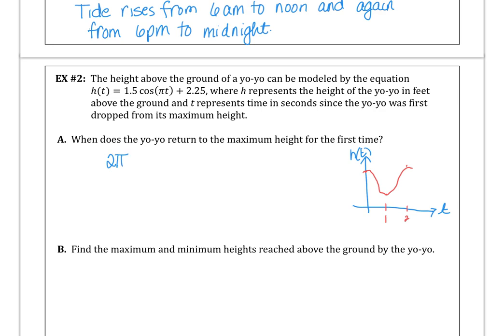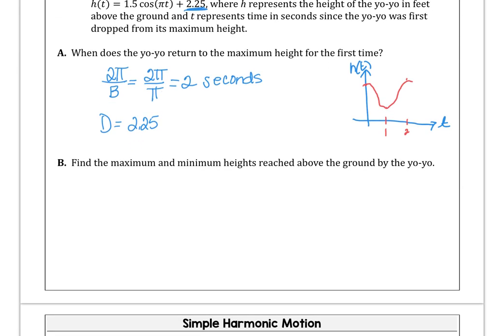If we know 2 pi over b represents the period and b is pi, then 2 pi over pi is going to be a period of 2. So 2 seconds is the first time. We want to find the maximum and the minimum heights that are reached above the ground by the yo-yo. We know d is 2 1/4, and we're going to use that to answer part B.